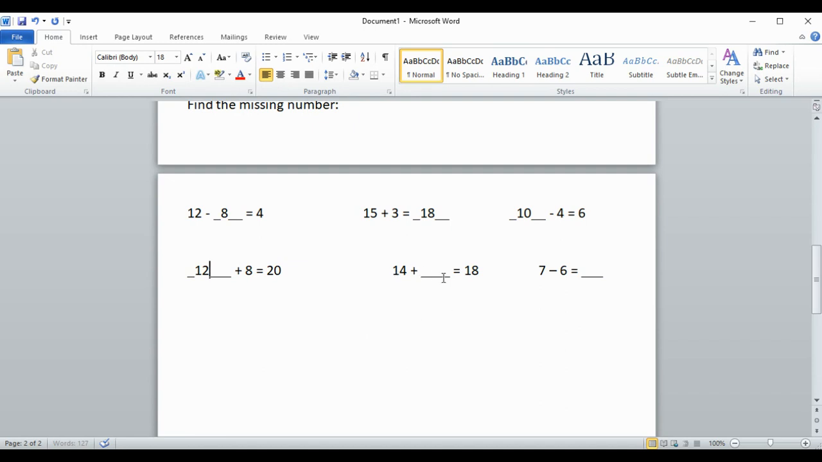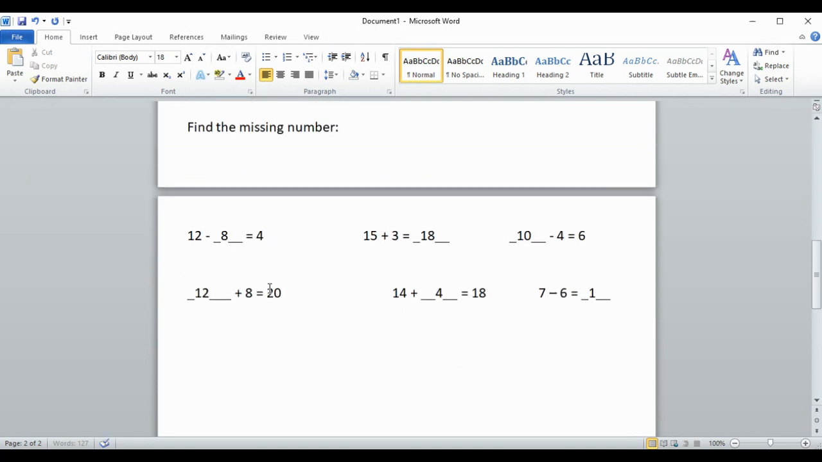14 plus blank equals 18. All right, think about that. How many hops are you? If you're at 14 to get up to 18, I hope you said 4. And this one's very straightforward. 7 minus 6 equals 1. And one of the reasons that fourth graders sometimes have trouble with this is because it's so easy. They think, surely this can't be what they're really asking me for. But it really is. It starts off with fairly simple problems. And as the chapter progresses, it gets more challenging. So just remember that.